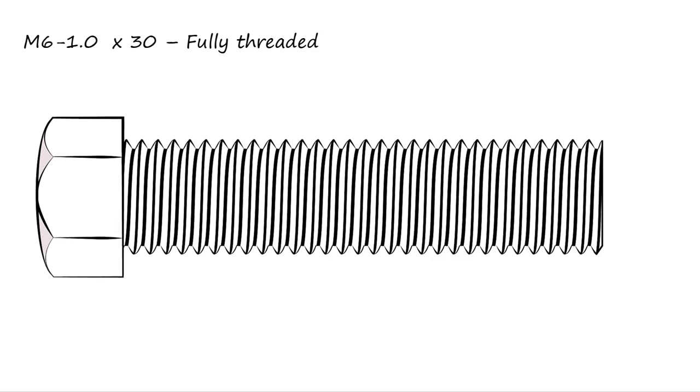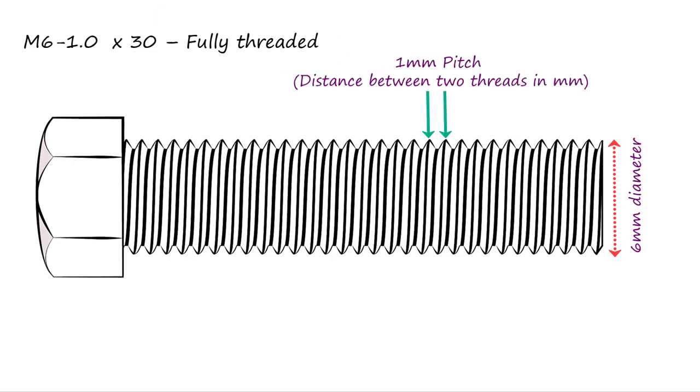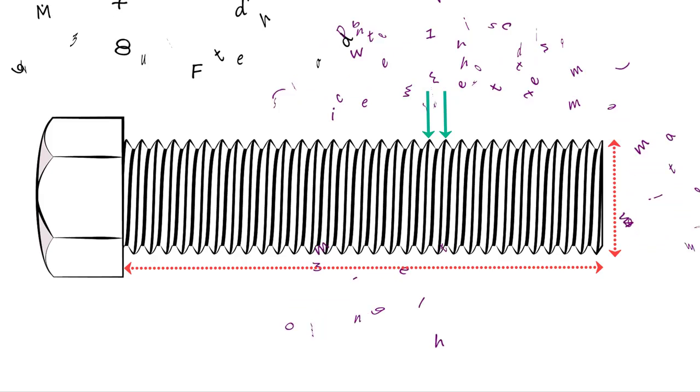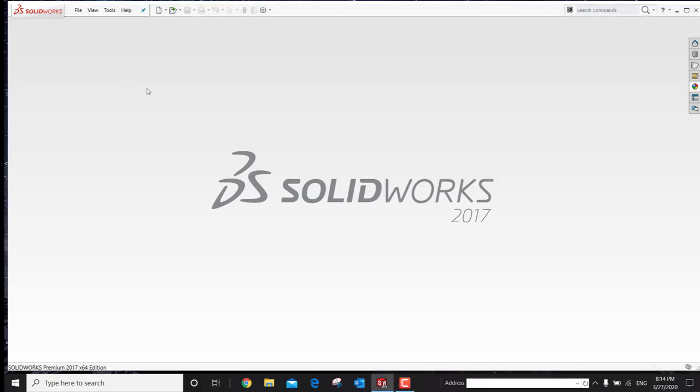M stands for metric thread designation. 6 represents the diameter of threads in millimeters. 1 represents the pitch. The pitch is defined as the distance from one thread to another in millimeters. This is also the distance the bolt will move in or out in one full rotation. 30 specifies the length in millimeters, which is measured from the end of the shaft to the bottom of the head. Let's actually create this bolt in Solidworks.